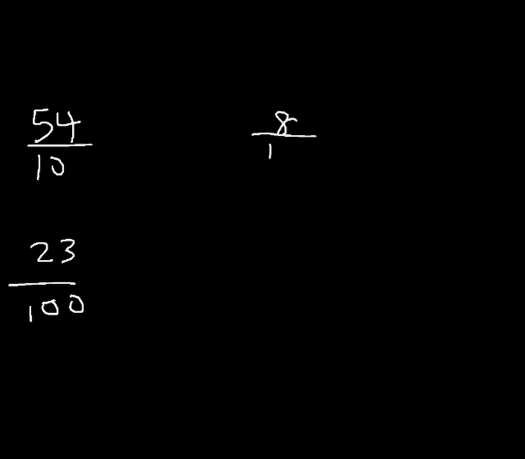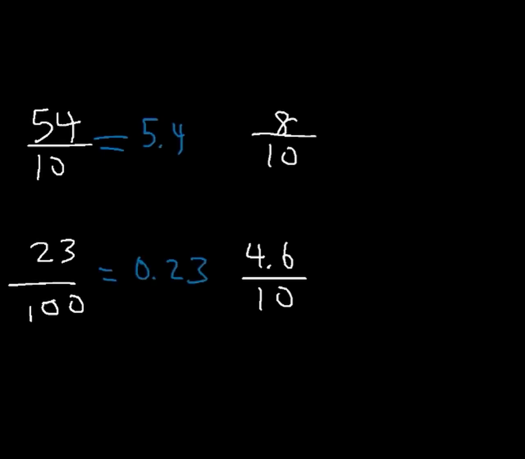So with that in mind, go ahead and convert these into decimals. Let's say if you have 54 divided by 10, 23 divided by 100, 8 over 10, 4.6 over 10. Try those. So 54 divided by 10, that's 5.4. 23 divided by 100 is 0.23. So you move the decimal place 2 units to the left. Here, just 1 unit. 8 divided by 10, that's 0.8. 4.6 divided by 10 is 0.46.